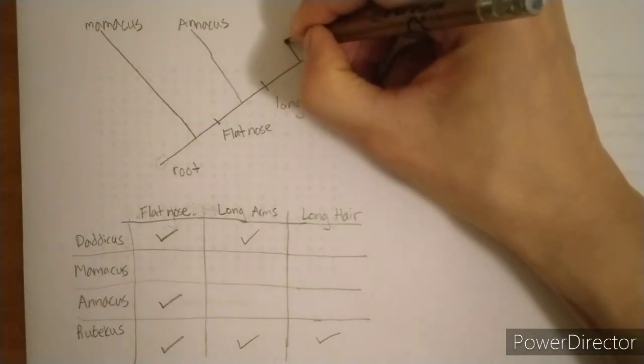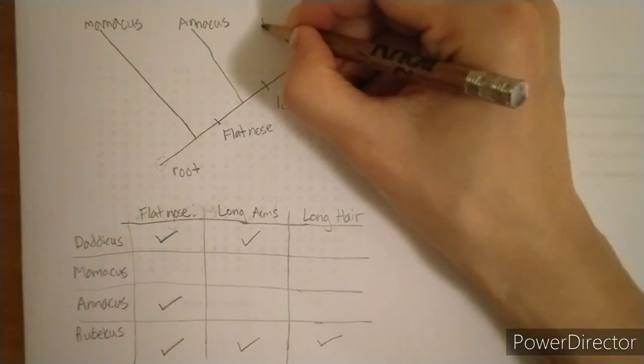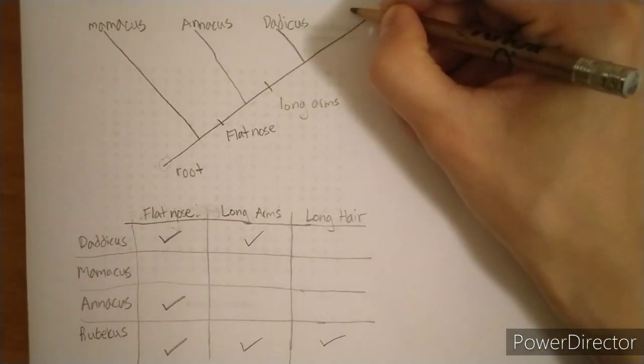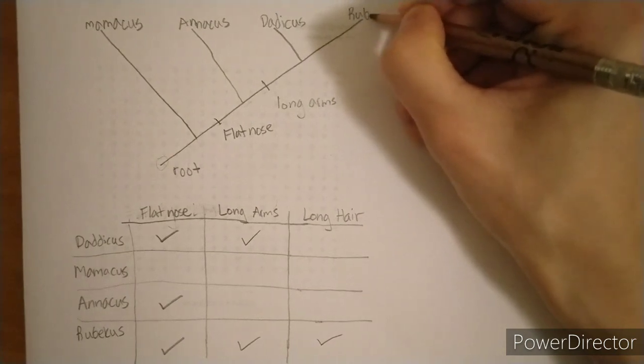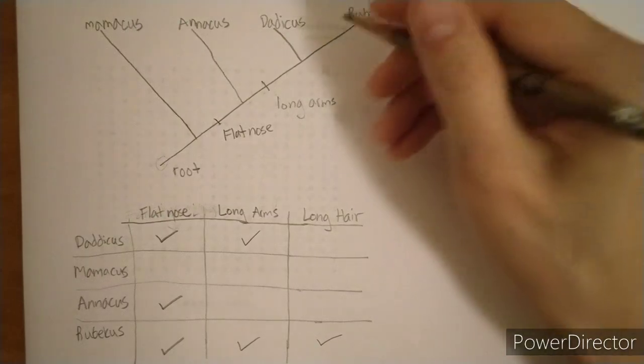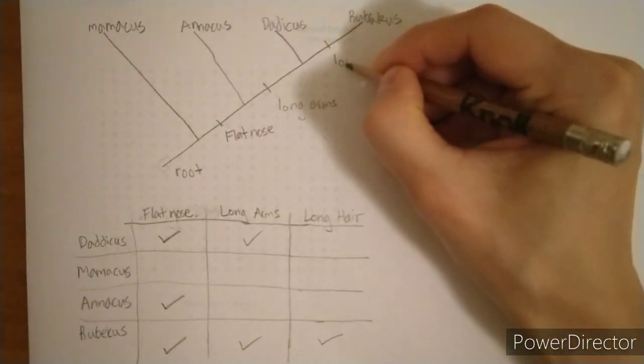Leads me to my last two species and the last trait, long hair, Deticus versus Rubicus. Once again, one of the species branches off at some point without long hair. That would be Deticus, whereas Rubicus is the final species to evolve. I'm not surprised. Who has long hair?